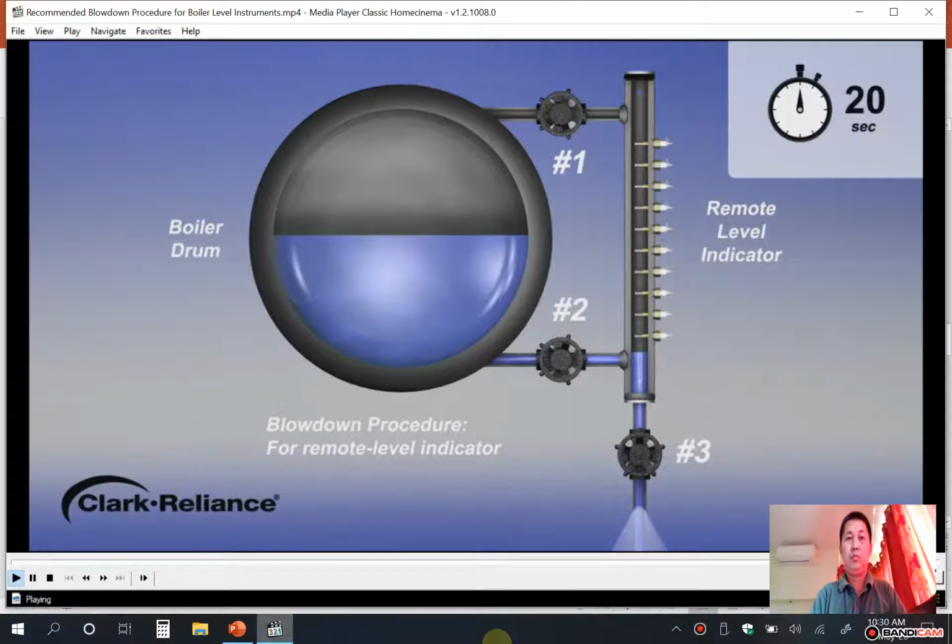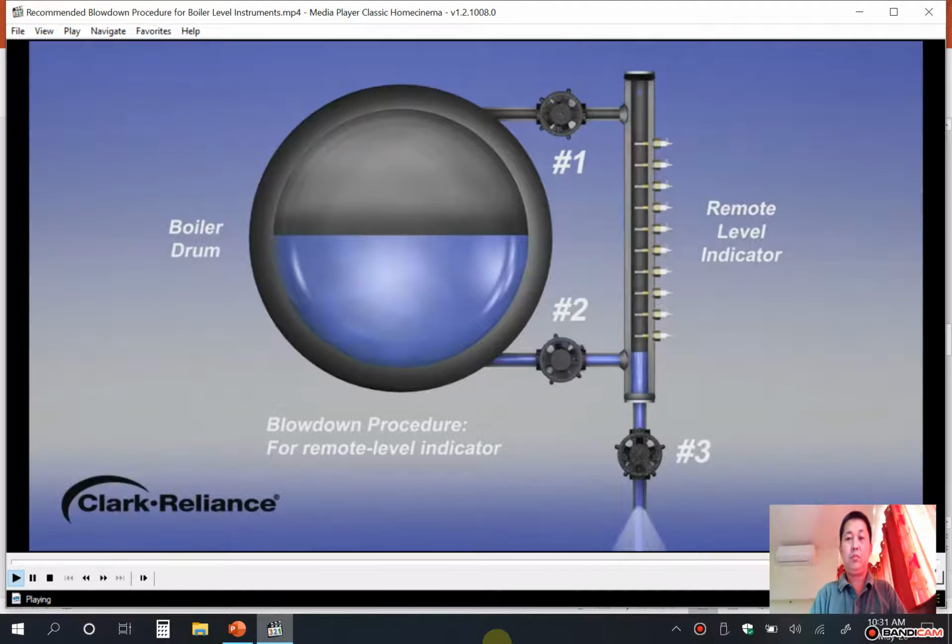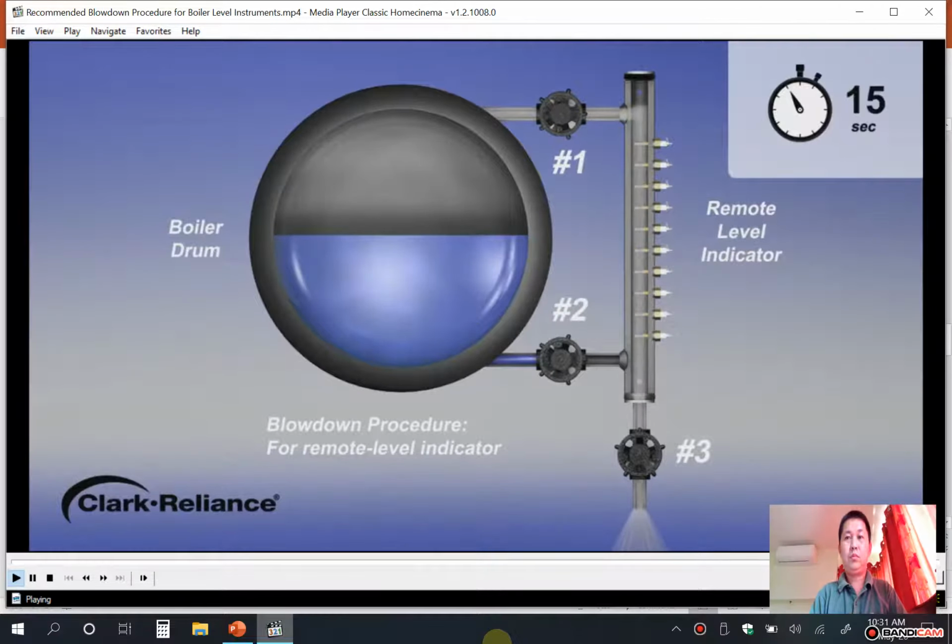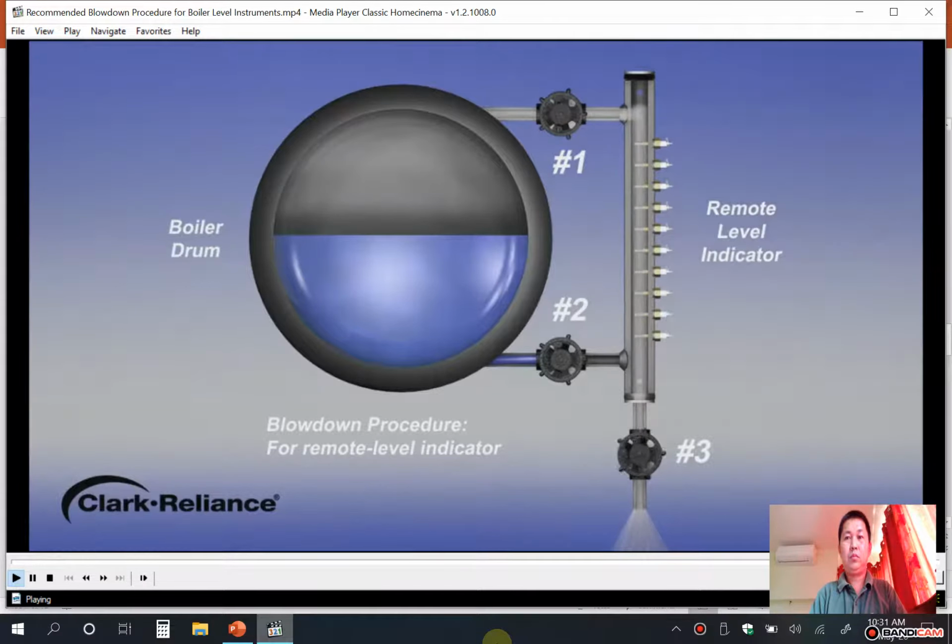After 20 seconds, close the water valve number 2. Then, open steam valve number 1, and steam will blow through the remote level indicator and the drain valve outlet. After an additional 20 seconds, close the drain valve number 3, and open the water valve number 2. The blowdown procedure for a remote level indicator has been completed, and the indicated water level should promptly return.